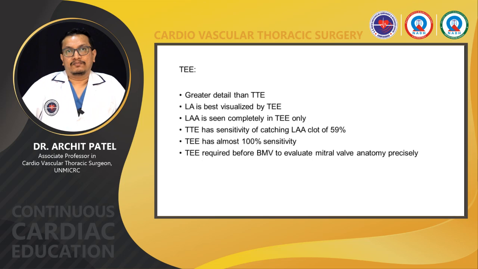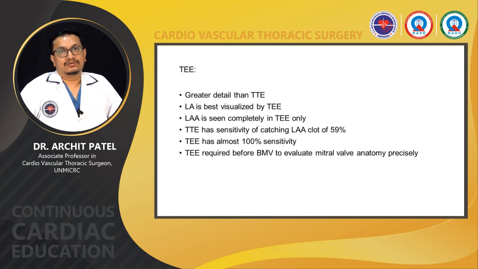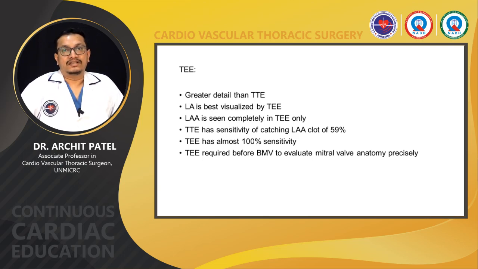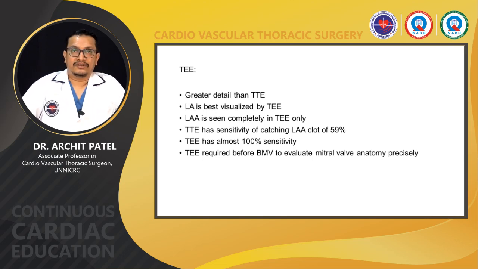TEE provides greater detail than transthoracic echocardiography. LA is visualized better than in TTE. LAA is completely seen in TEE only. TTE has a sensitivity of catching LA clot or left atrial appendage clot of 59%, whereas TEE has almost 100% sensitivity. TEE is also required before BMV to evaluate mitral valve anatomy precisely.